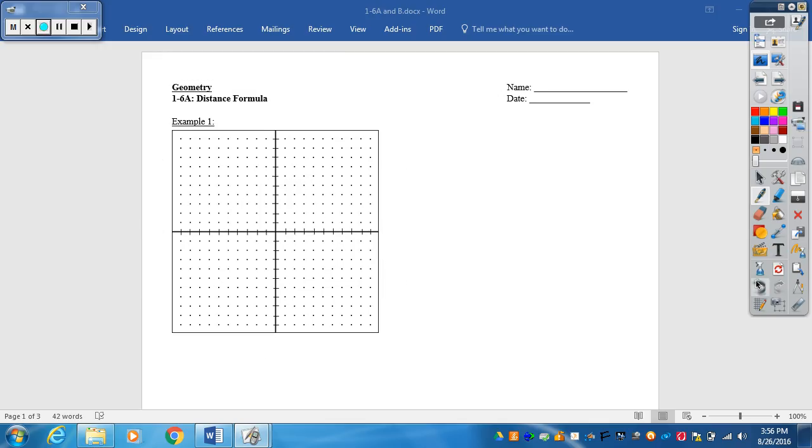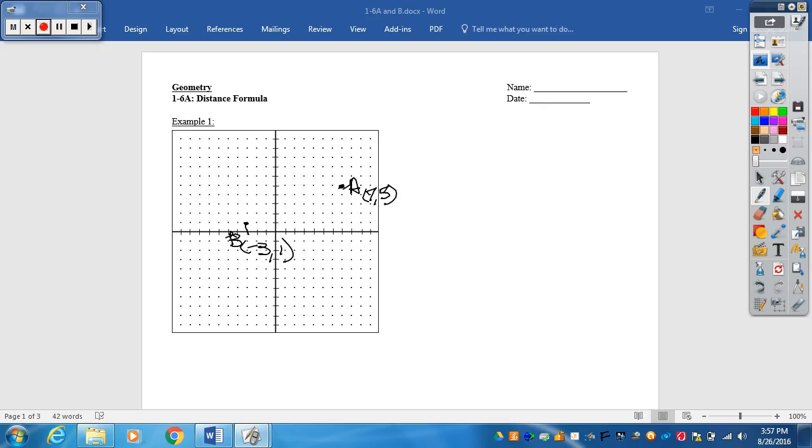From here, I'm going to list 2 points. One is going to be B at negative 3, 1. So here is B at negative 3, comma 1. I'm going to make it nice and large so it's not so sloppy. And then the other point is going to be A at 7, 5. If I go over 1, 2, 3, 4, 5, 6, 7, then up 1, 2, 3, 4, 5, that point right there is going to be A at 7, 5.